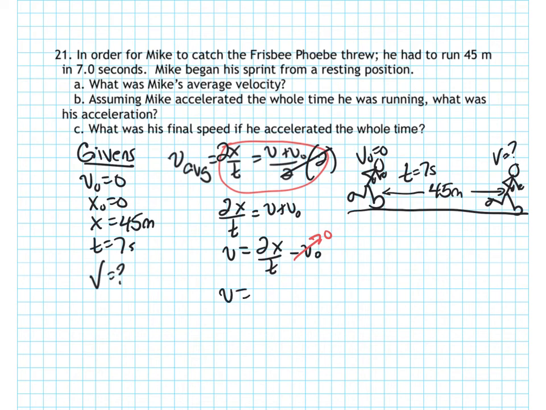So the final velocity is 2 times my distance, which is 45 meters, divided by my time, which is 7 seconds. 2 times 45, that's 90, divided by 7, that's going to be 12.9. So the final velocity is equal to 12.9 meters per second.